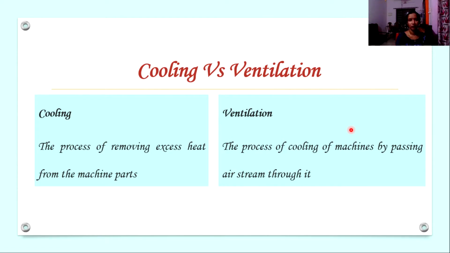Let us see. Cooling can be defined as the process of removing excess heat from the machine parts. This heat removal process, that is the cooling process, can be done in many ways: by passing an air stream through the machine, by using some liquid coolant, etc. If this heat removal is done by passing an air stream through the machine, then it is known as ventilation. So ventilation is the process of cooling the machine by passing an air stream through it.